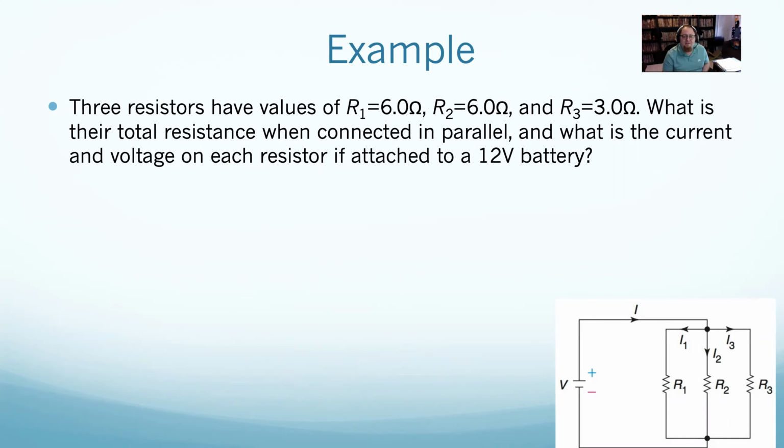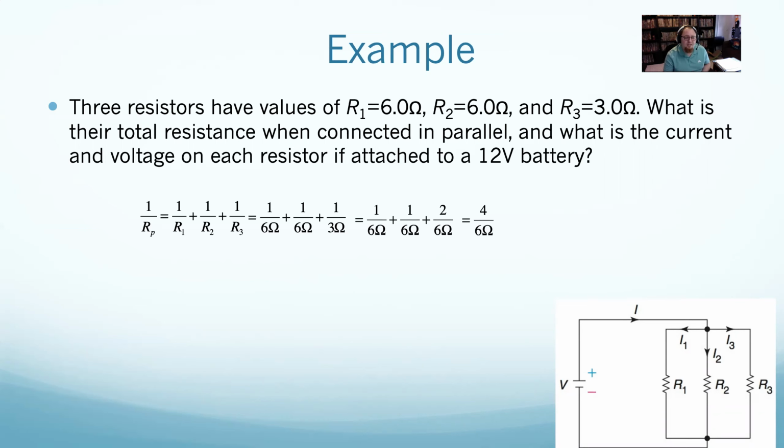If I want to first find the total resistance in parallel, in parallel, 1 over the equivalent resistance is 1 over R1 plus 1 over R2 plus 1 over R3. And so I'll just say 1 over 6 plus 1 over 6 plus 1 over 3. Well, for the record, 1 over 3 is the same as 2 over 6. I'm just finding a common denominator. And so 1 over 6 plus 1 over 6 plus 2 over 6, that's 4 over 6.